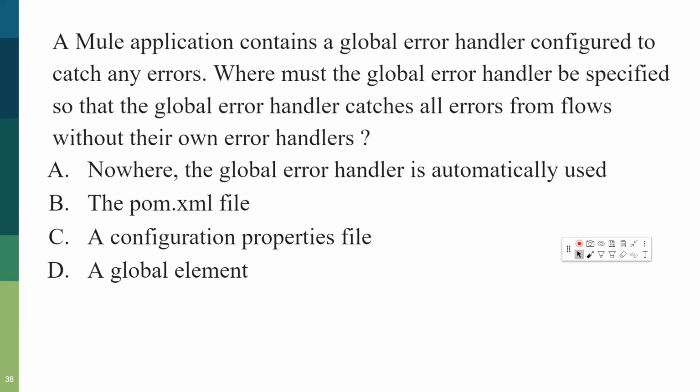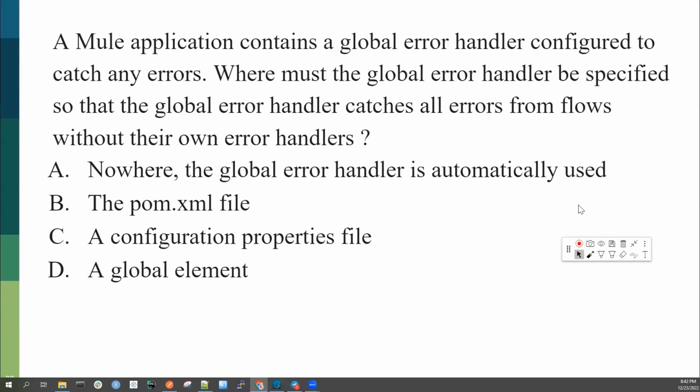B, the POM XML file. C, the configuration properties file. D, a global element. Perfect. You guys are doing good.